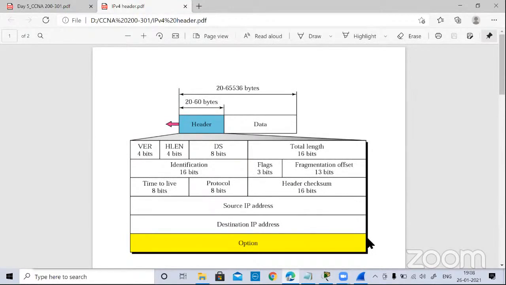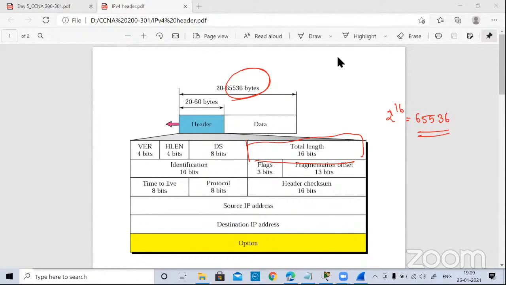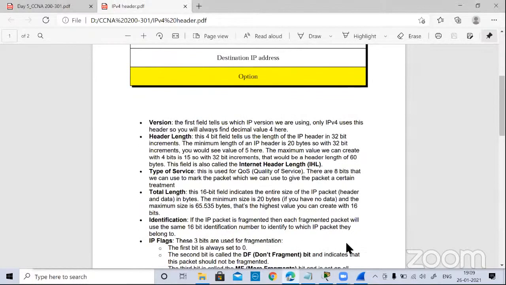And if there is more and more data, the total length will have the information of how many bytes I have. Once I know how many bytes of header there are, I can calculate the data. With 16 bits we can have a maximum of 65,536 values, because 2 raised to 16 is 65,536. That is why it is the maximum number of bytes it can store, taking the header as well as the data which it gets from the upper layer.